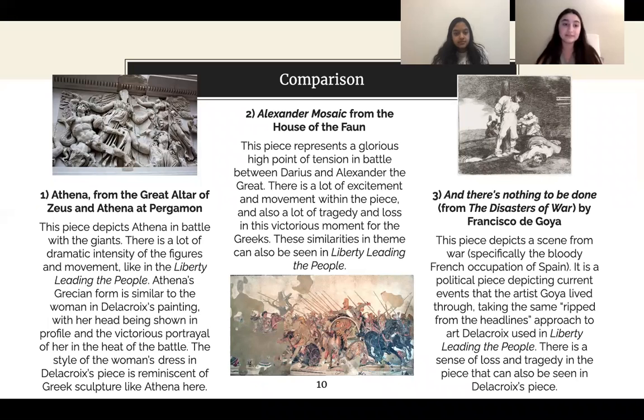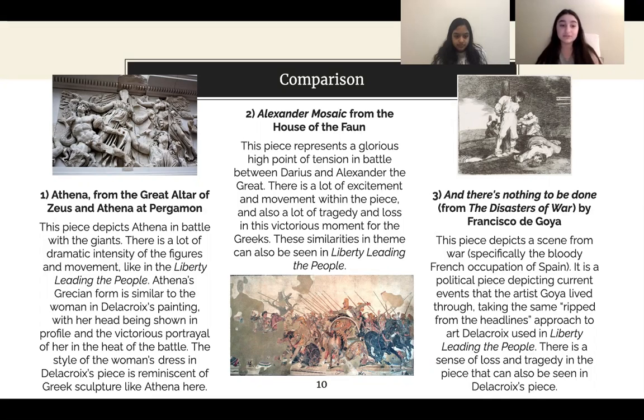So the first piece I wanted to compare it to is Athena from the Great Altar of Zeus and Athena at Pergamon. So this piece depicts Athena in a battle with the giants. There's a lot of dramatic intensity of the figures and movement, which we can also see in the romantic piece, Liberty Leading the People. Athena's Grecian form is similar to the woman in the Delacroix painting, with her head being shown in profile and the victorious portrayal of her in the heat of battle.